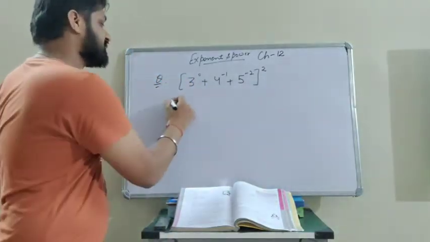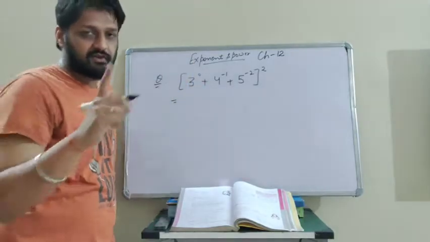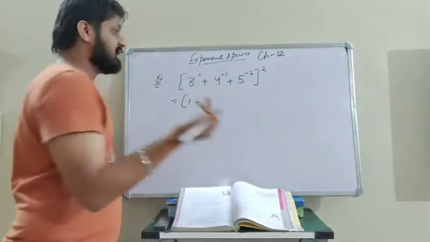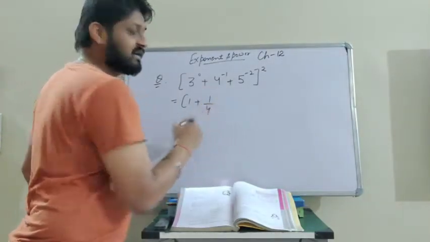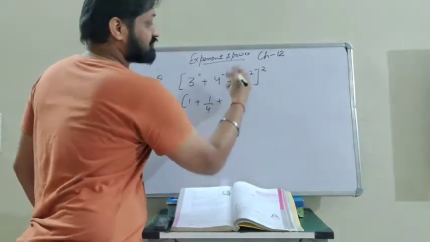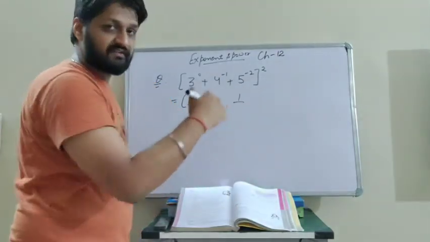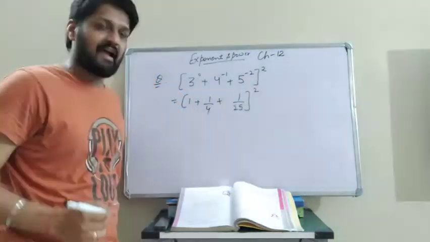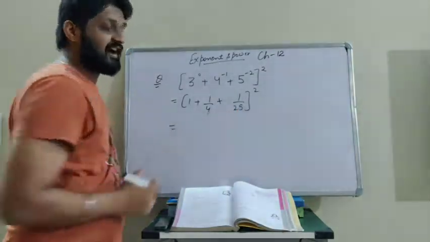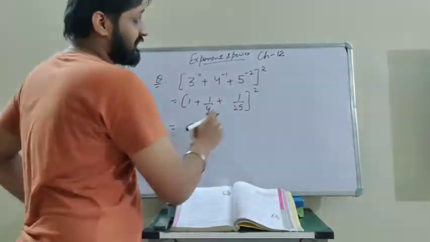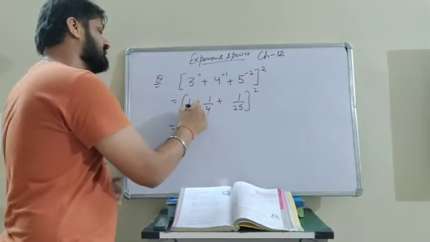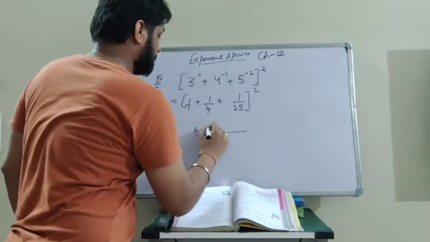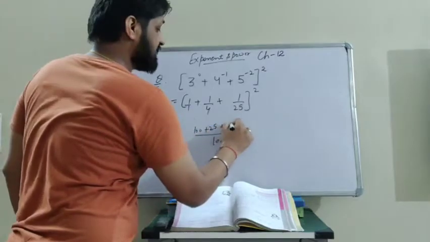How will we do it? First of all, anything raised to the power 0 comes out to be 1. Plus 4 raised to the power minus 1, we will transfer it, that is 1 by 4, plus 5 raised to the power minus 2, so 1 upon 5 square, that is 1 by 25, and the whole power 2 will remain as it is. Now the next step is to take the LCM of 25 and 4, and 1, which comes out to be 100. So here 100 plus 25 plus 1.